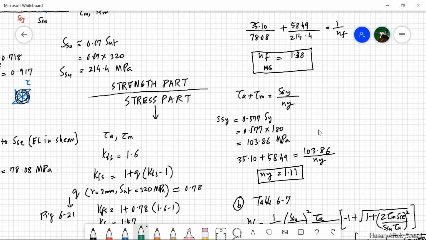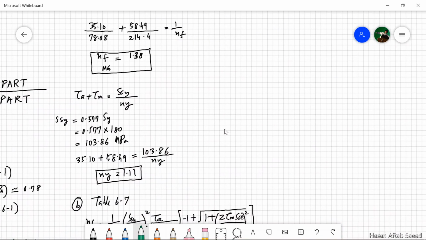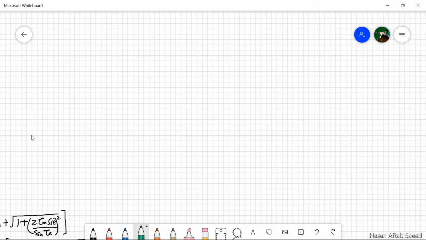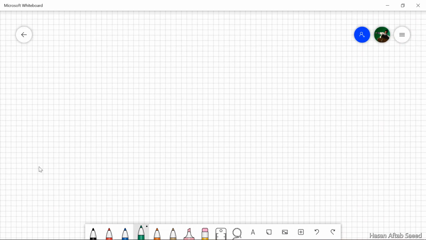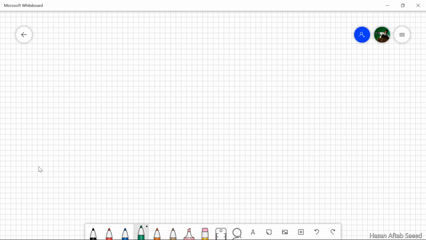Now, just to end this, to cap this up, there's one point that needs to be made here, and that is this question that we have done is under the category of pure torsion, because there is only torsion here. There is no axial force. There was no bending because it was a couple. Recall, it's a couple. So there's no bending involved or axial force involved. Now, this is a rare situation.